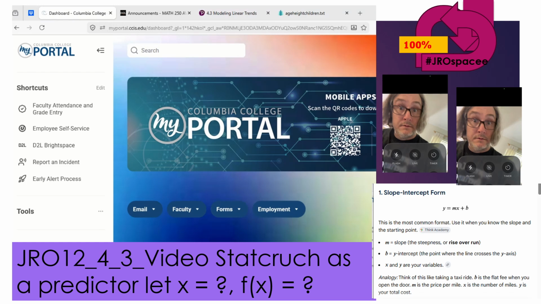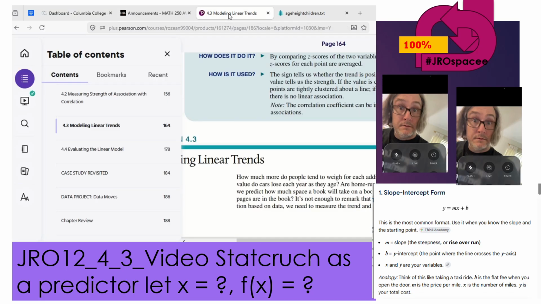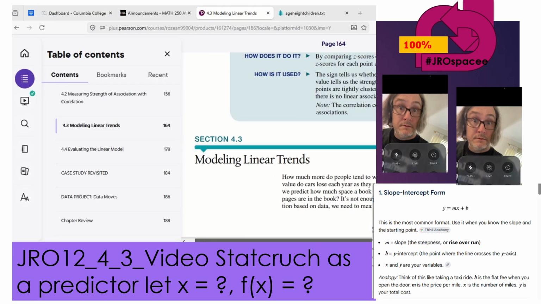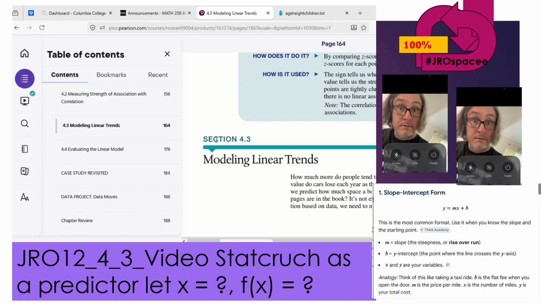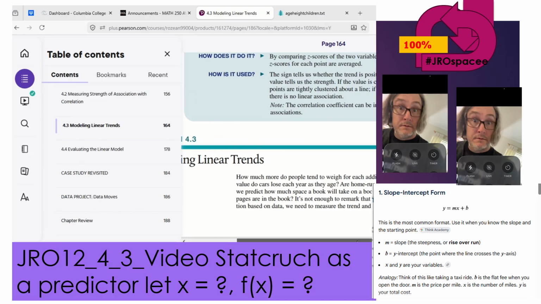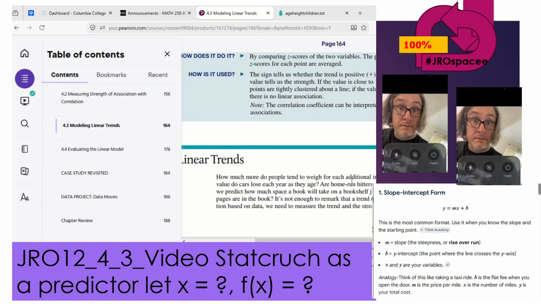Alright, so what we want to do, I want to take us into the textbook, and we're going to focus here on section 4.3, modeling the trends. Modeling the trends. So here we go, and I just want to start with some examples. How much more do people tend to weigh for each additional inch in height? That's what we're going to do here.